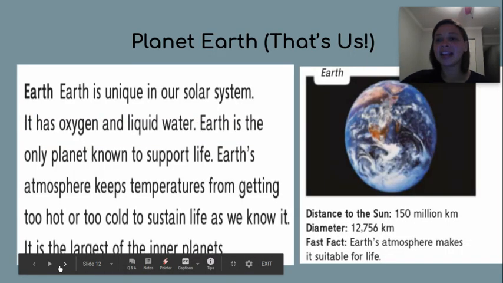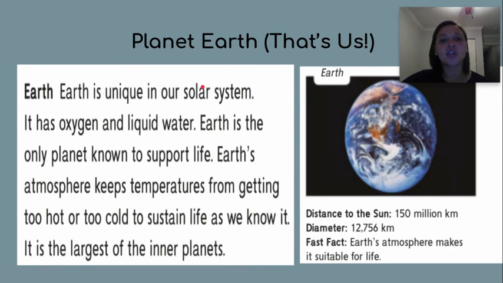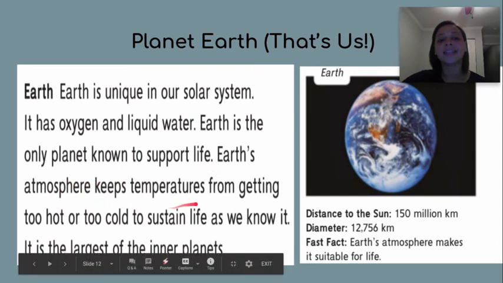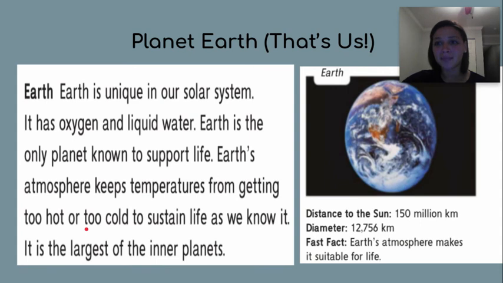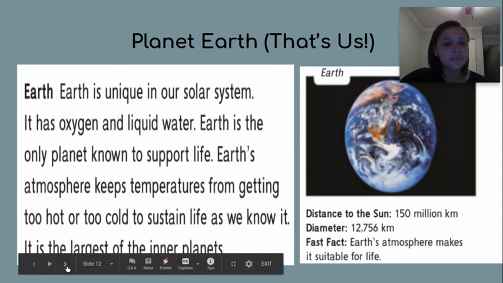All right. And here's planet Earth. Okay. So let's read this together. It says Earth is unique in our solar system. It has oxygen and liquid water. Earth is the only planet known to support life. Earth's atmosphere keeps temperatures from getting too hot or too cold to sustain life as we know it. It is the largest of the inner planets. Okay, so boys and girls, what makes Earth unique? Yes, it's unique because it's the only known planet that can sustain life and that has oxygen and liquid water. So that makes it very special. All right. And it's also the largest, which is another fun fact.